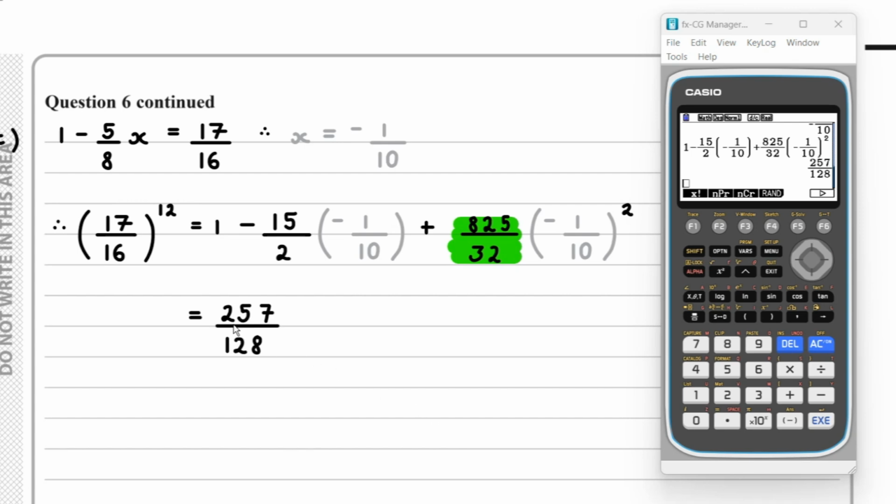As a fraction, we end up with 257 over 128. As a decimal, we end up with 2.0078125, which to 4 decimal places is 2.0078.